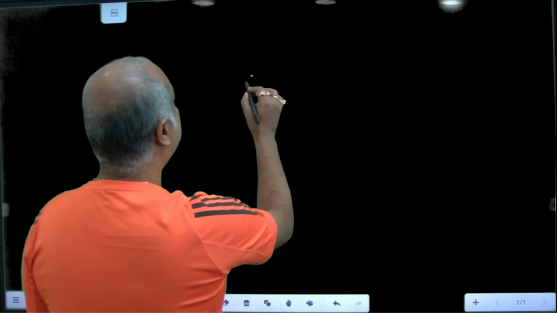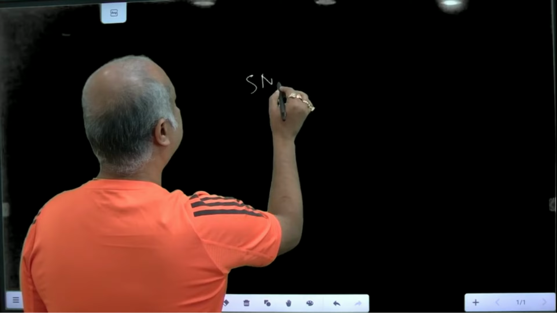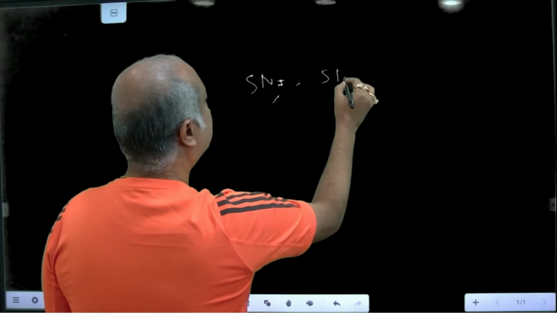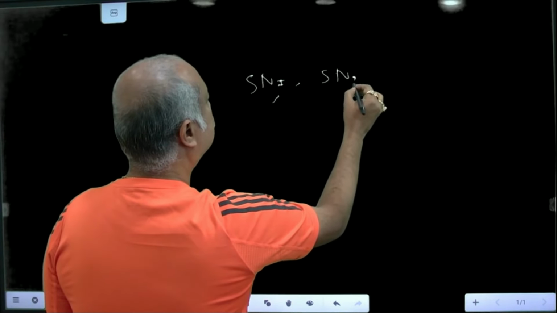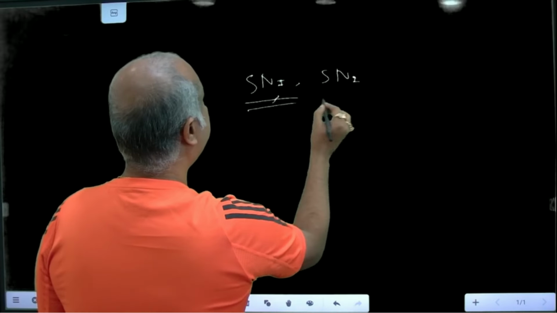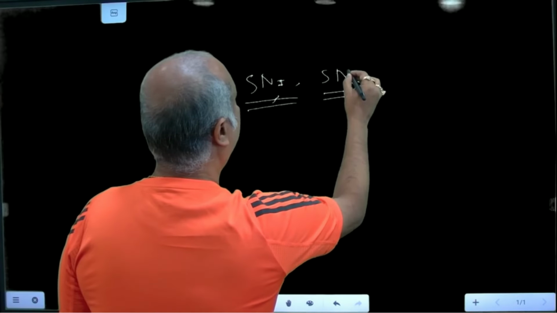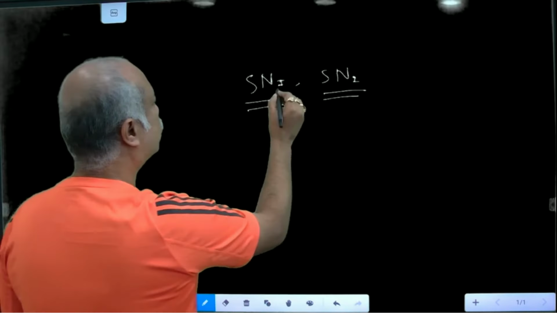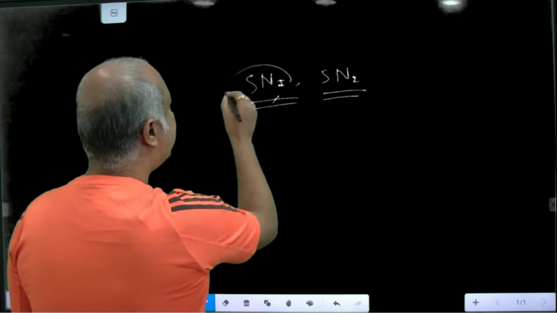Today I will start the SN1 and SN2 mechanism. Very important for JEE Mains, NEET and board exams. First one is SN1.